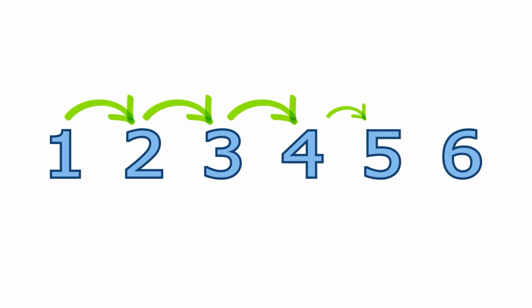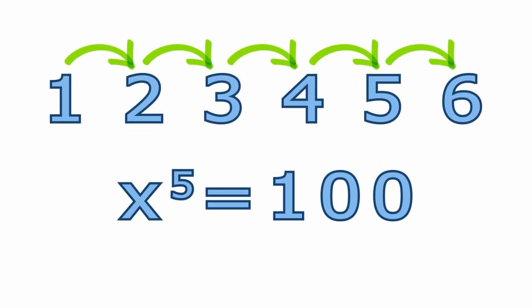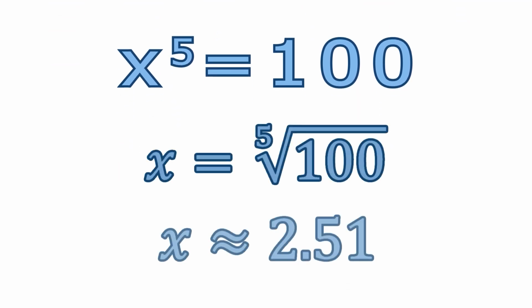This means as we go from magnitude 1 to 2 to 3 to 4 to 5 to 6, we are in fact going up in 5 steps. And we therefore need to know what number we raise to the power of 5 to get 100. Taking the fifth root of 100, we find that it's 2.51. And so this means, unsurprisingly, that if we raise 2.51 to the power of 5, we get 100.